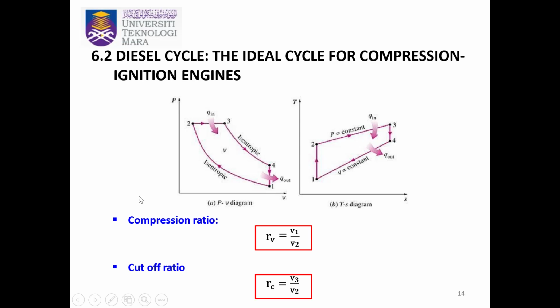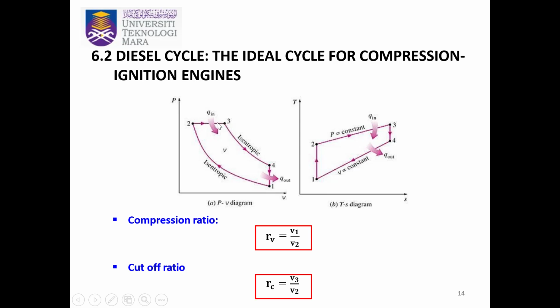Okay, the compression ratio. The compression ratio is the compression of volume 1 to 2. Kita nak compress the volume 1 to 2, and it can be written as Rv equal to V1 over V2. Okay, cut off ratio. Cut off ratio apa ni? Ratio between this volume ni, 3 dengan 2.